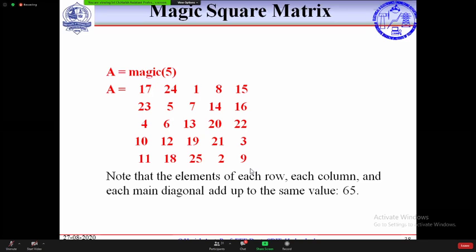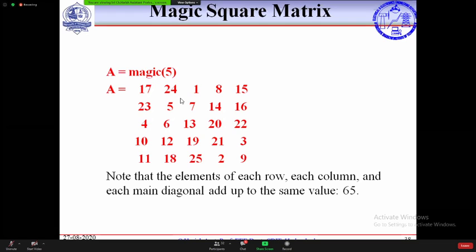When you add any row or column, or any diagonal elements, the summation value will always be the same. When you add this one, it will be equal to 65. When you add this one, it will be 65. Any row, any column, it will be the same. Any diagonal also, this will be the same. And this diagonal also, if you add it, it will be the same. So this is something but a magic square matrix. We call it magic of 5.